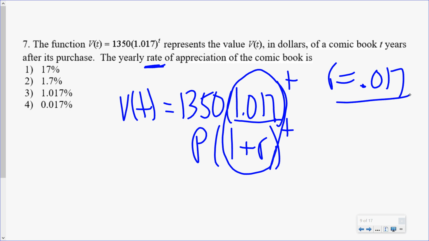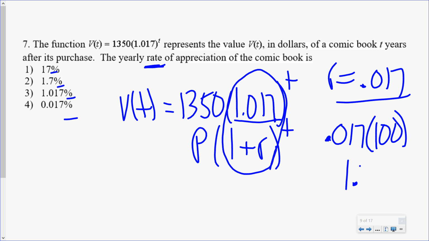Now that's the rate. If I want it as a percent, notice these all have percents, it's the opposite direction as before. To make it into a percent, I'm multiplying by 100, which is moving the decimal 2 places to the right, and I get 1.7%. So if they give you the equation and they want the rate, look inside the parentheses, look to see what you're adding or subtracting from 1, and then multiply it by 100.